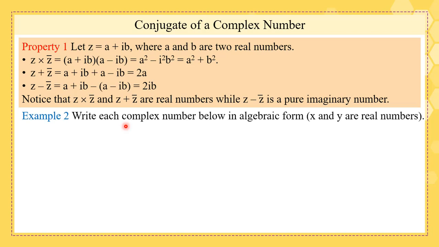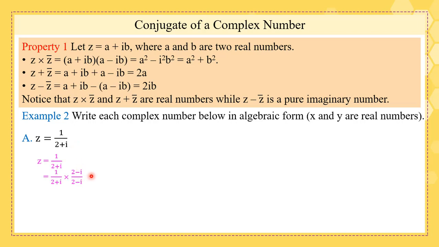Now write each complex number below in algebraic form. Here we will see where we use the conjugate of a complex number. Now this is z, it's not written in algebraic form. Remember, the algebraic form is a plus ib, so we cannot have i in the denominator. So what do we do in such a case? We multiply the numerator and the denominator by the conjugate of the denominator. So we multiply by 2 minus i, up and down, as you see here.